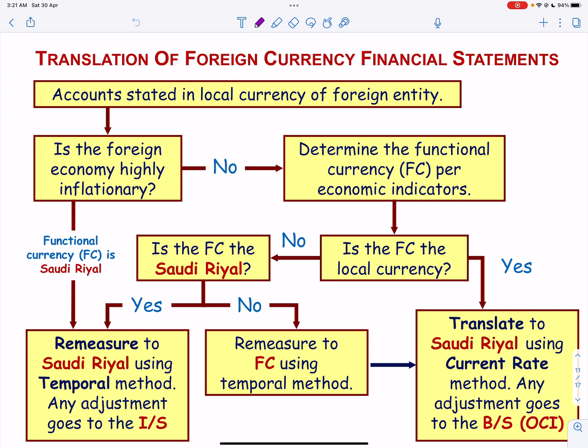The first step is to determine the functional currency. In this case, it is obviously the local currency. And in such a scenario, the company will use the translation method, the current rate method, and all the adjustments will be recorded in the balance sheet. So this is a normal scenario, because if the firm is operating in a foreign country, most of the time the functional currency will be the local currency.